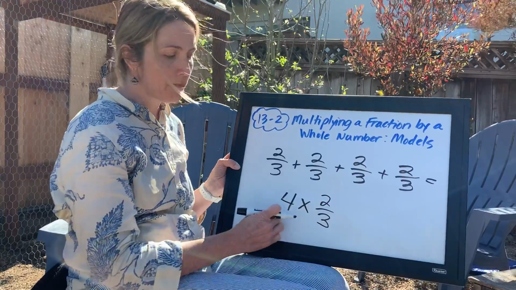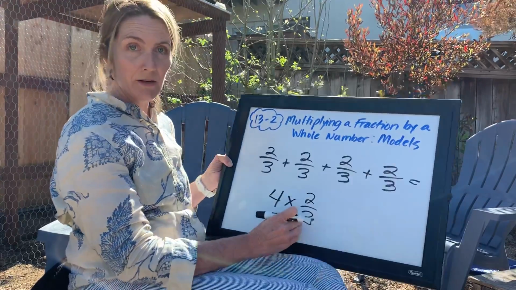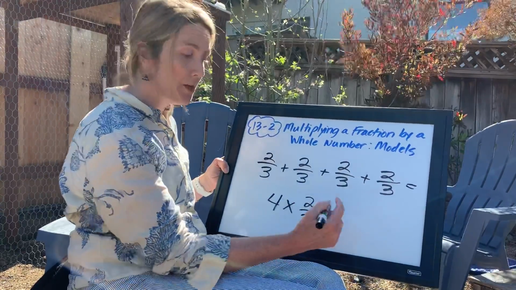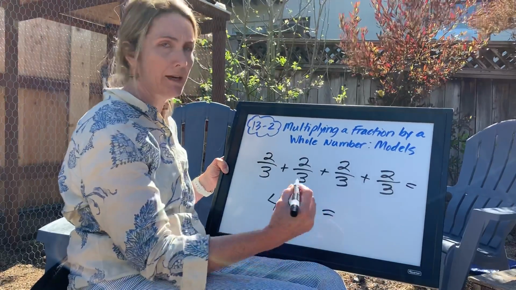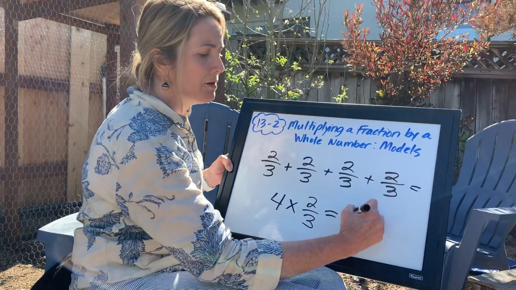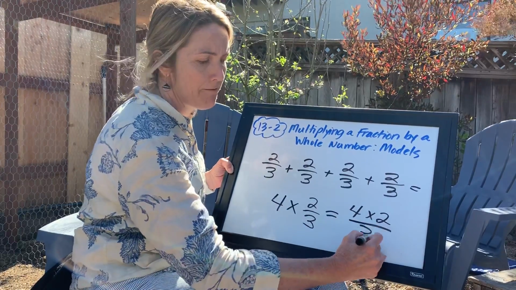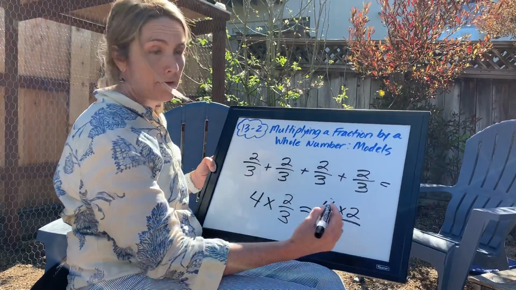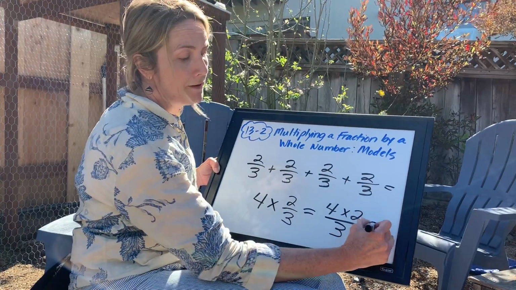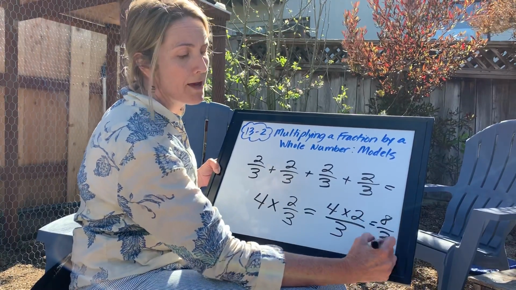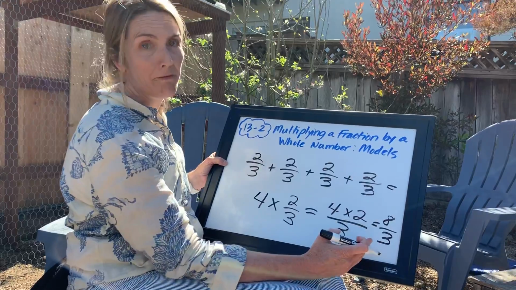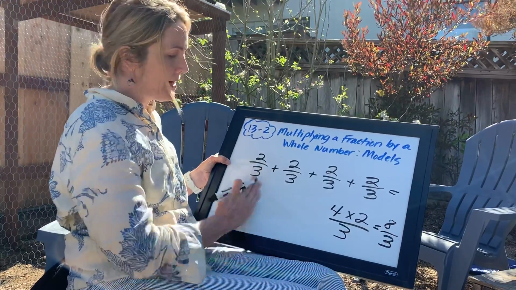Yes, so 4 people get 2/3 of a cup. There's our simplification. Now yesterday I showed you this really slick algebra way of showing it. So you're going to rewrite it. It's 4 times 2 over the top of 3. So do the math. 4 times 2, 8 over 3. An improper fraction.